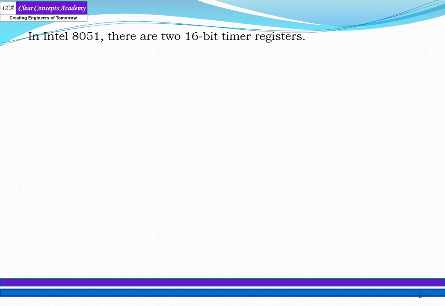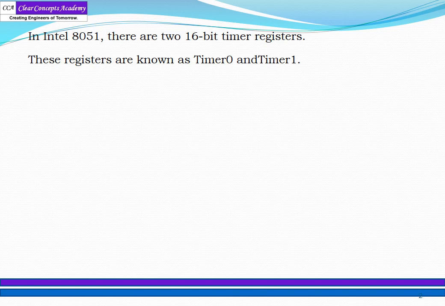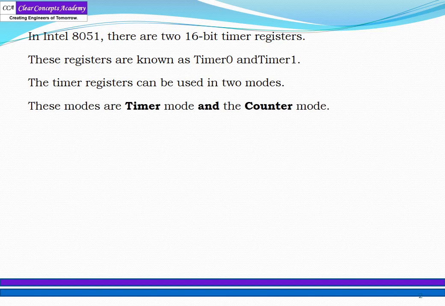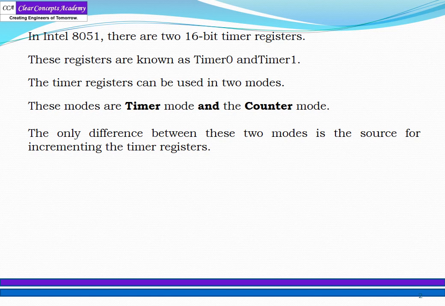In Intel 8051, there are two 16-bit timer registers. These registers are known as timer 0 and timer 1. The timer register can be used in two modes, that is, timer mode and counter mode. The only difference between these two modes is the source of incrementing the timer register.